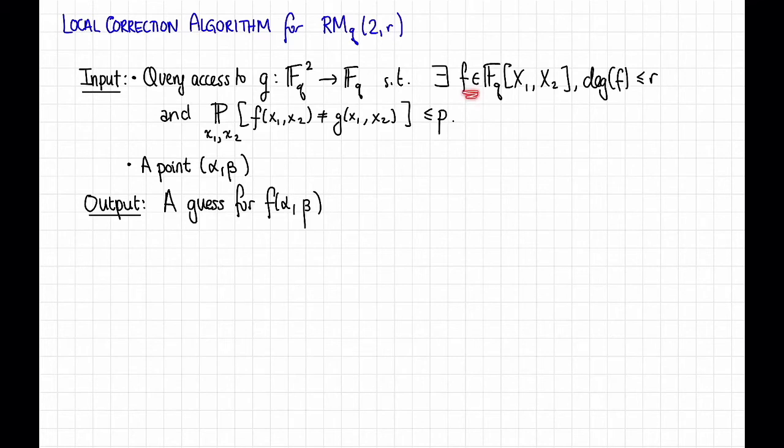So there's some polynomial f of degree at most r, and g agrees with f in at least a 1 minus p fraction of the places. Another way to say that is that if we were to choose a random evaluation point, the probability that f would not agree with g on that evaluation point is at most p. Then we're given our point alpha, beta that we want to query, and what we're supposed to output is a guess for f of alpha, beta, and we want to be correct with decent probability.